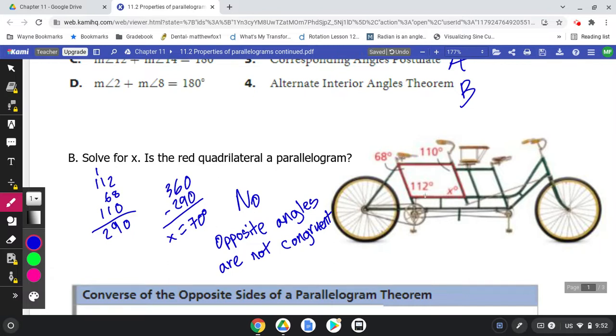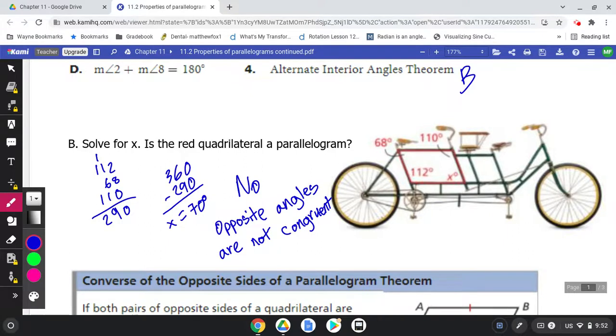So over here, 68 and 112, that does add up to 180. Meanwhile, 110 and this side 70 would add up to 180. But when we go across this way, 110 and 68, that'd be 178, 112 and 70, that's 182. So not quite.